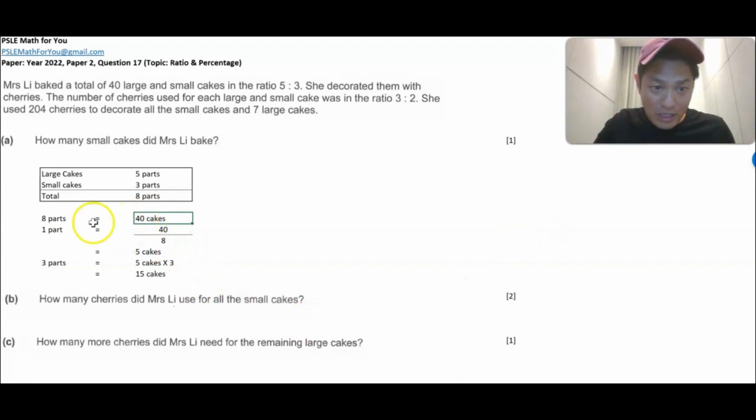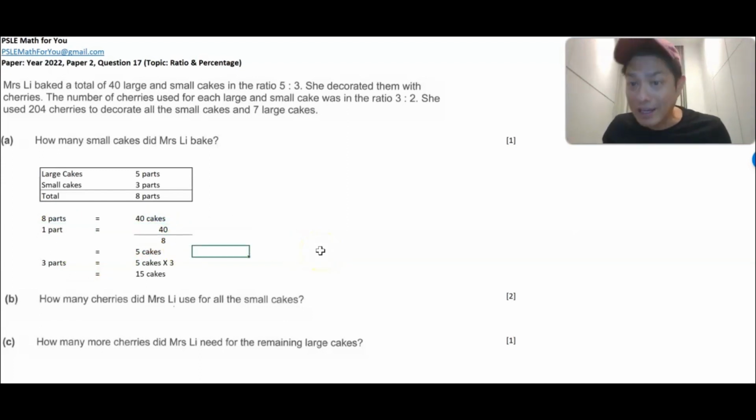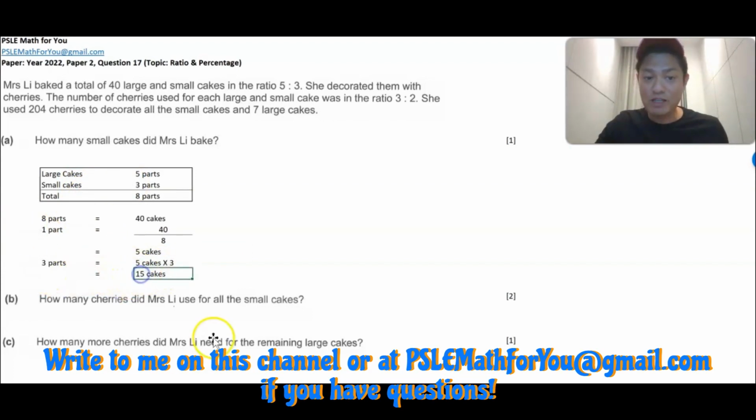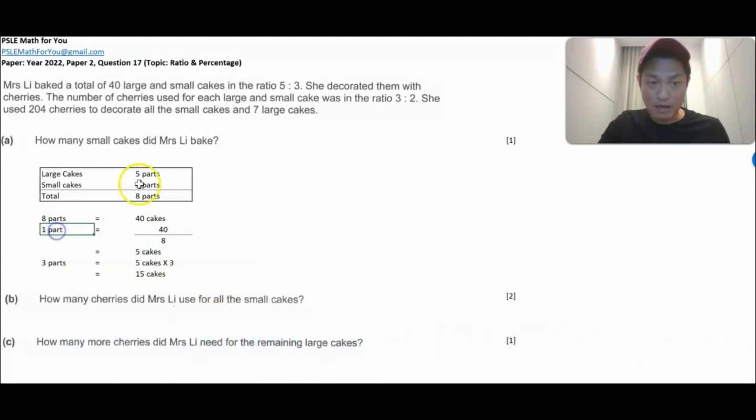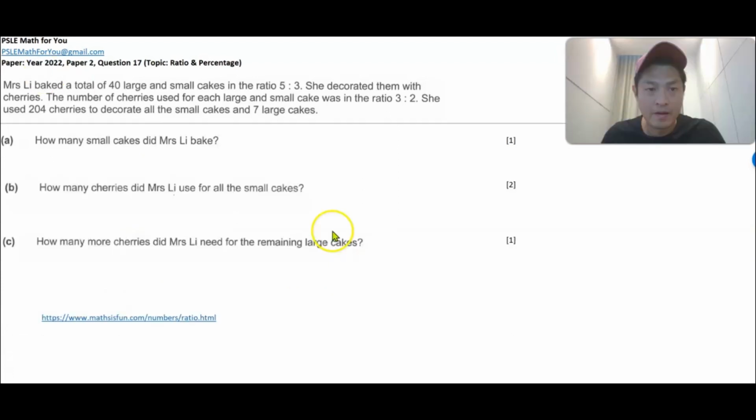Because if 8 parts equals to 40 cakes, then one part equals simply to 40 divided by 8. And that's 5 cakes. And so you would be able to find out how many small cakes there are, because small cakes represent 3 parts. And so you take 5 cakes, which is 1 part, multiply by 3. So that's 15 cakes. And similarly, if I ask you how many large cakes there are, you would take 5 cakes, which is 1 part, multiply by 5 parts, which is 5 times 5, 25. Alright, so that's the answer for the first part.